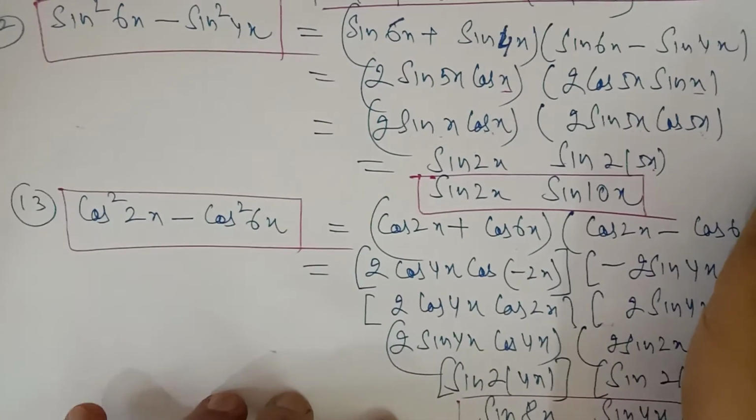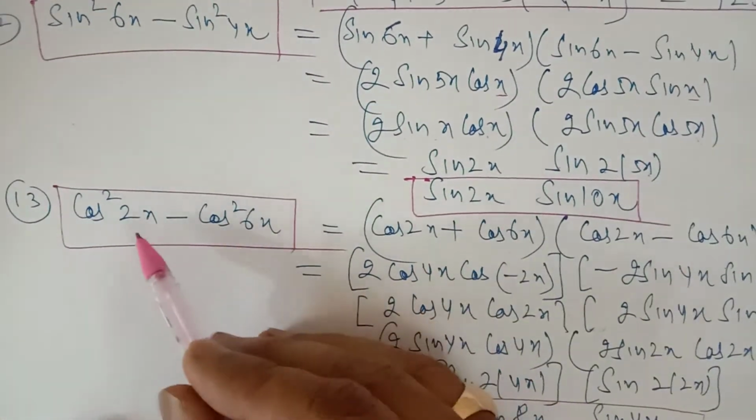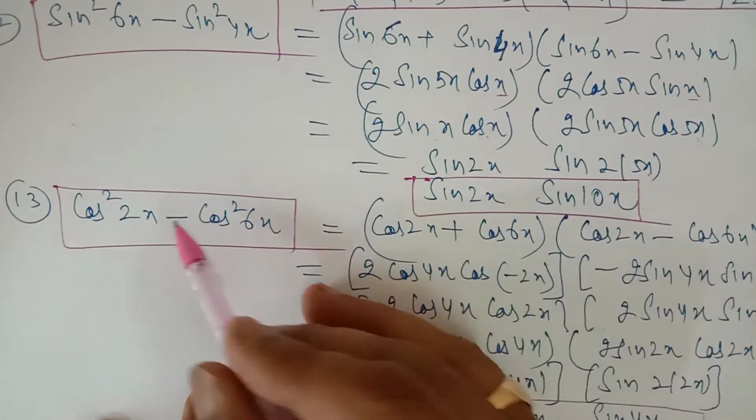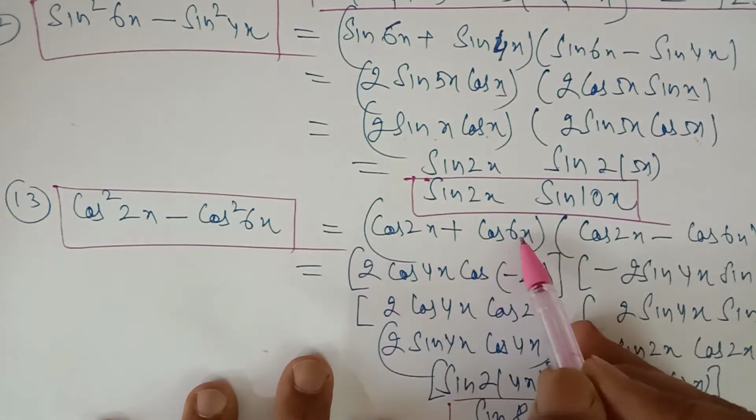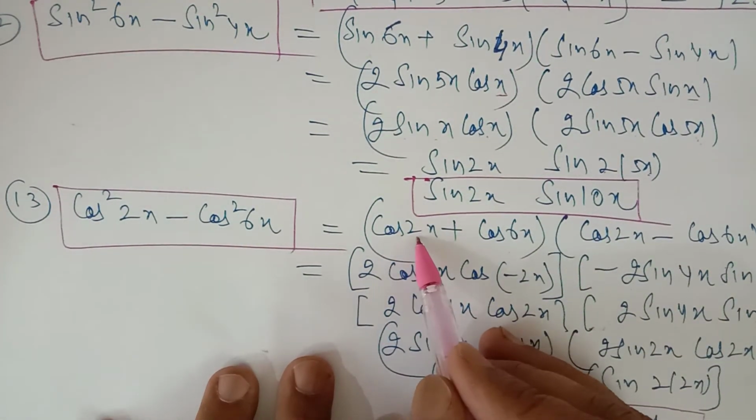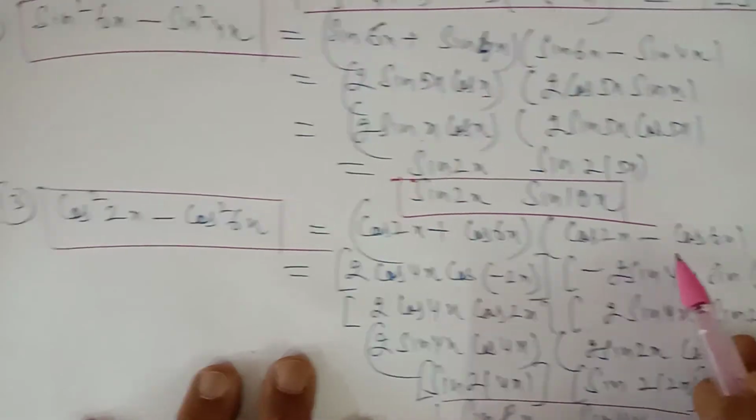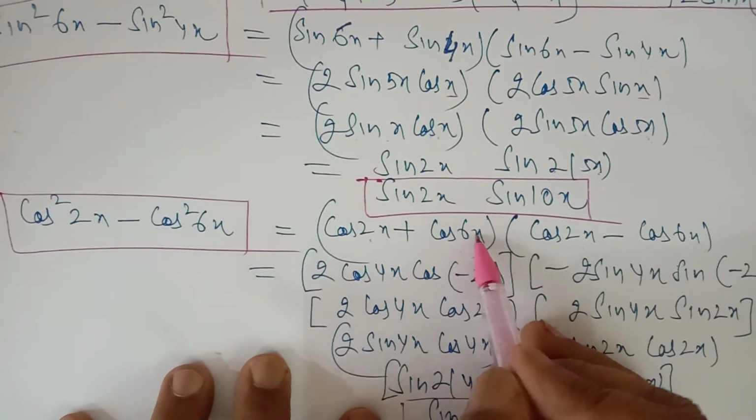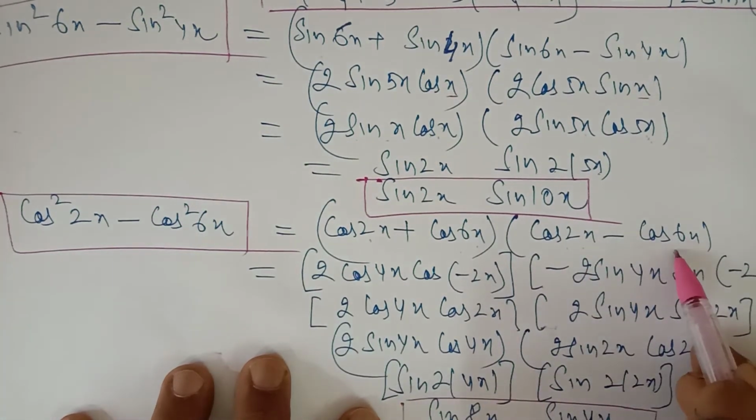Similarly is question number 13 also. Again, cos square 2x minus cos square 6x. The A square minus B square formula gives (A plus B)(A minus B), which comes out to be (cos 2x plus cos 6x)(cos 2x minus cos 6x). Use the formula of cos A plus cos B here and cos A minus cos B here.